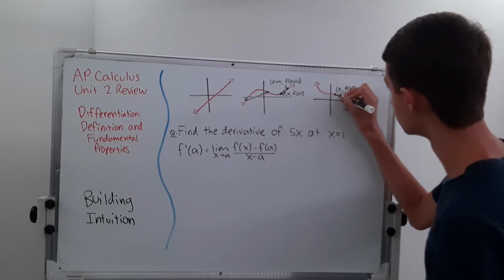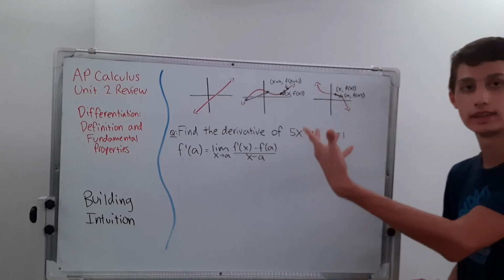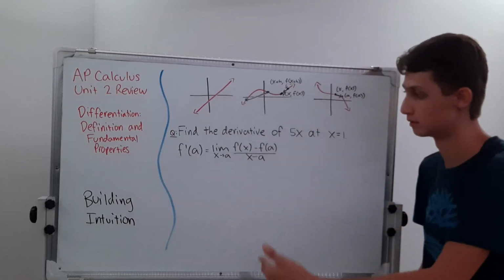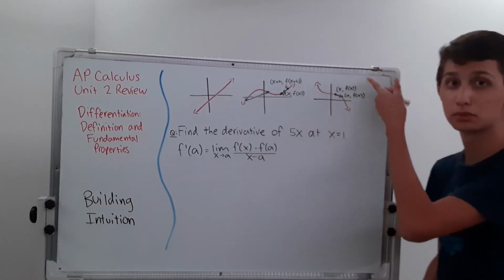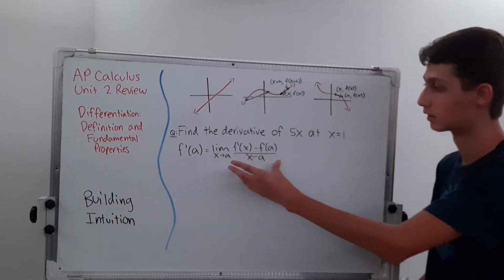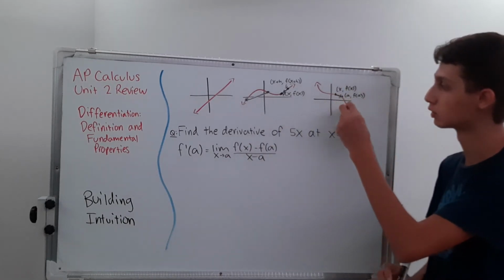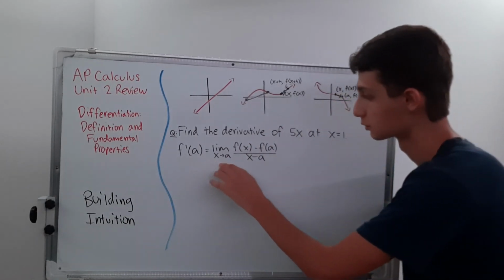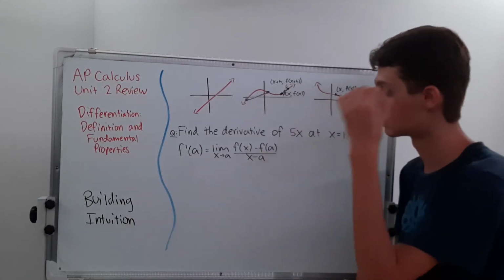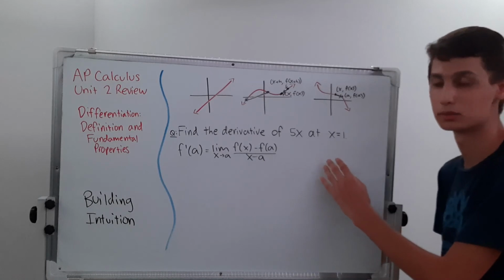So we're moving it closer this way, so let me just write the arrow that way. So we're moving x comma f of x toward a comma f of a, and then we're using our slope formula again, so we're saying f of x minus f of a over x minus a, writing that there, and we're saying that x is approaching a, it's getting closer and closer to a, so we're saying limit as x approaches a of our slope formula. So in this case, we want to find the derivative of 5x at x equals 1.